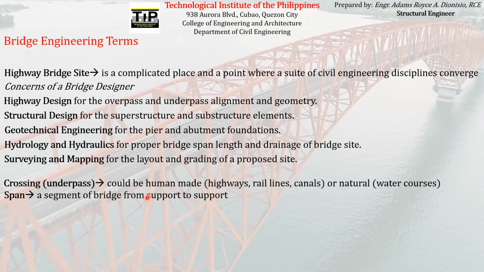Another term that we will encounter later on as we study bridge engineering is the word span. What do we mean when we say span? A span is a segment of a bridge from support to support, like this one. If you can see this background of our PowerPoint, this is the San Juanico Bridge. Here is one of the supports of the San Juanico Bridge, and the other support can be found somewhere here. The part of the bridge starting from one support to the other support is what we call the span.